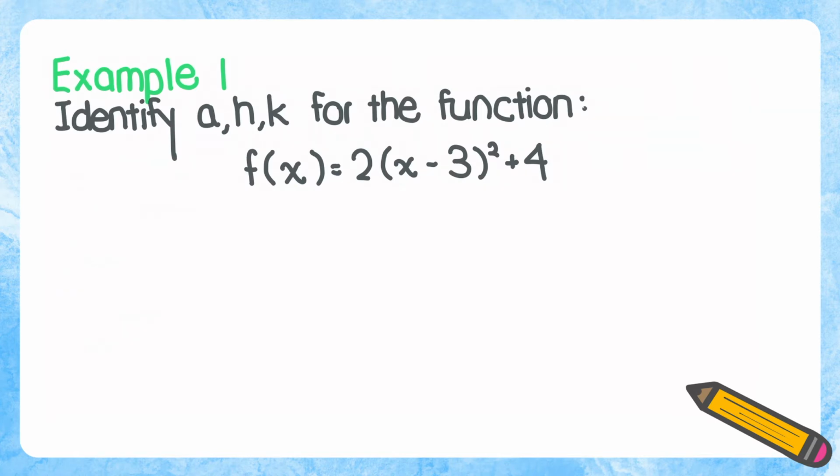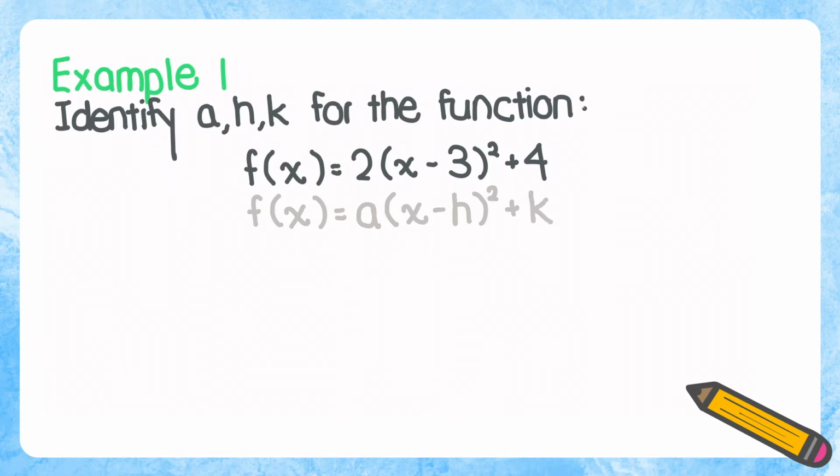Identify a, h, and k for this function. f of x equals 2 times x minus 3 quantity squared plus 4. I'm going to write the general vertex form right under it to see if we can simply match and replace the letters or the parameters with the numbers. So we have f of x equals a times x minus h quantity squared plus k.